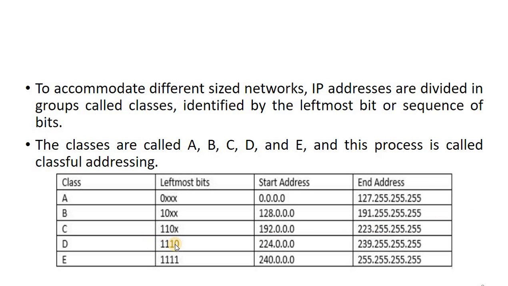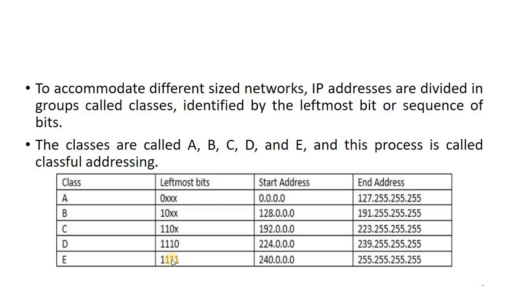Similarly, in class D, we have the first 4 bits set to 1110. Now, the smallest number in this class is all zeros except these 4 bits, which will give us 224.0.0.0. And the biggest number in class D is 239.255.255.255, because we have these 4 values fixed, and assigning 1 to the rest of the bits will give us 239.255.255.255.